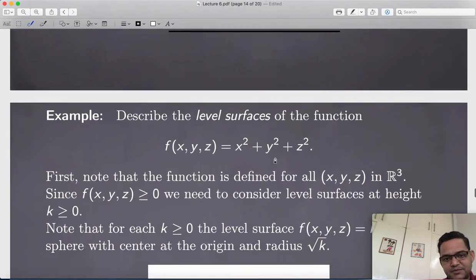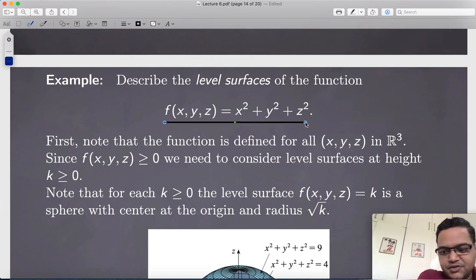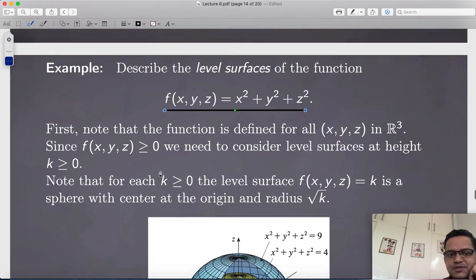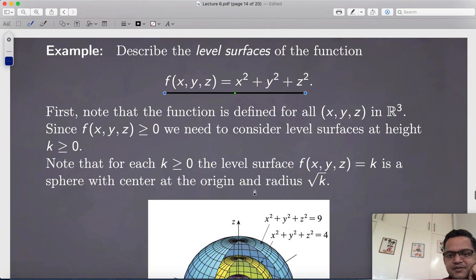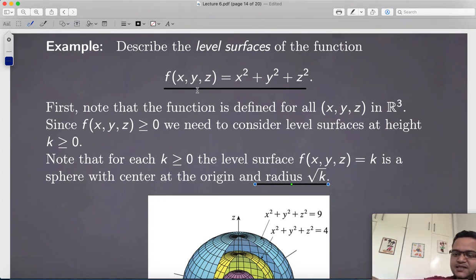For example, look at this simple example. Consider this function which depends on x, y, and z, and it is x square plus y square plus z square. You know that this is a point on a sphere, correct? If I take x square plus y square plus z square equal to some k, this is going to be a point on a sphere of radius square root of k, isn't it? Now, as you know, the graph of this will be something in R4.